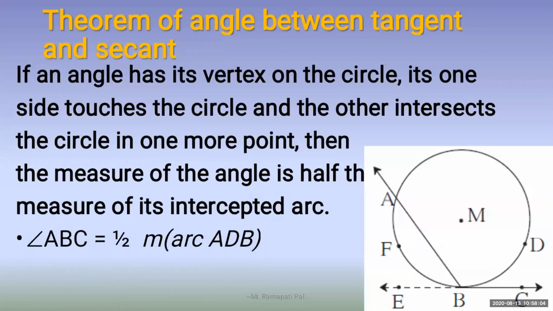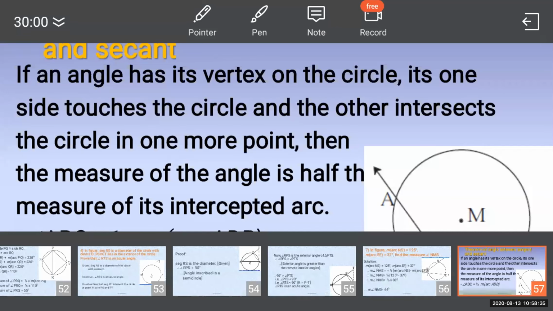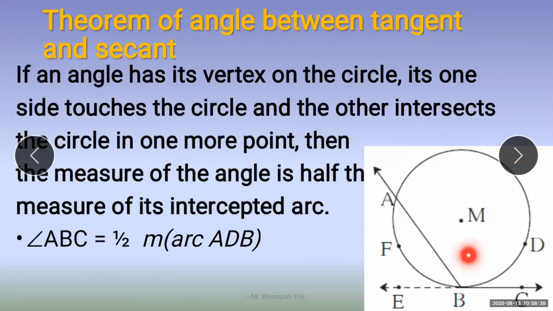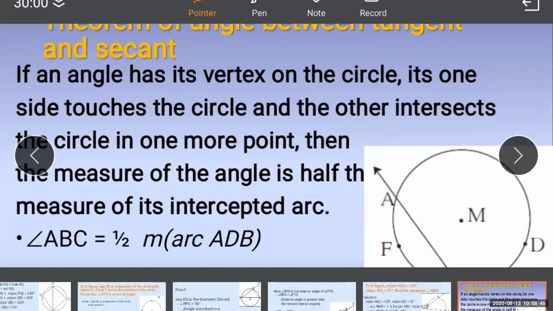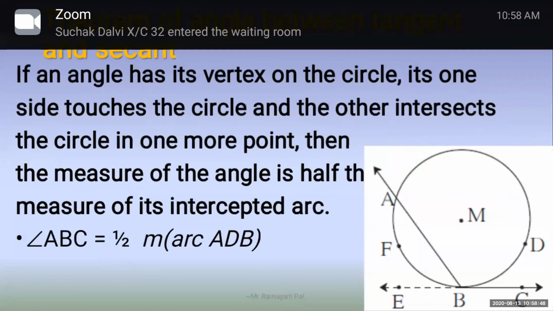If an angle has its vertex on the circle, its one side touches the circle and the other intersects the circle in one more point, then the measure of the angle is half the measure of its intercepted arc. That's why I told you AB is the secant, EC is the tangent, and B is the point of contact. Now the angle is formed, angle ABC. So angle ABC is half of the major arc ADB.